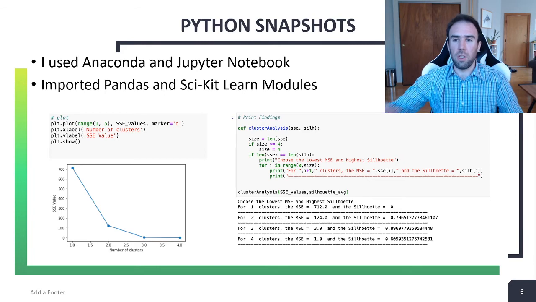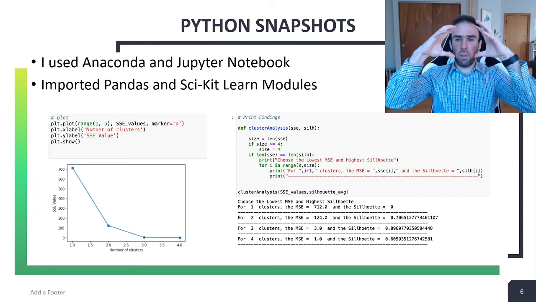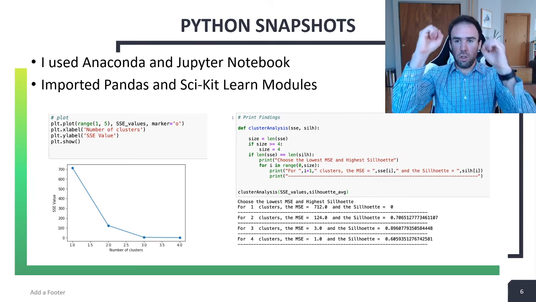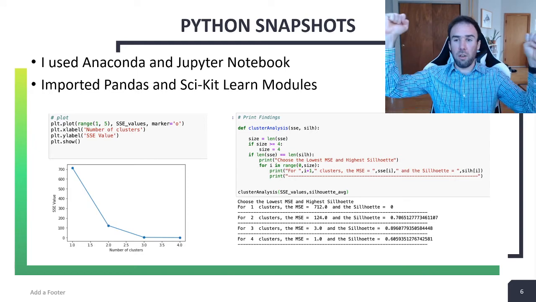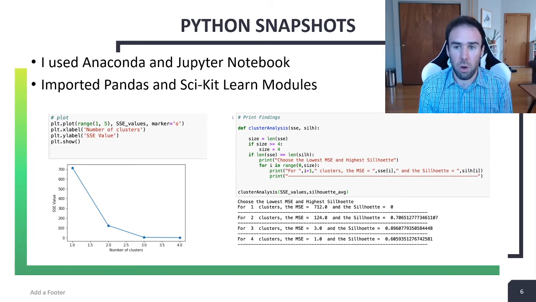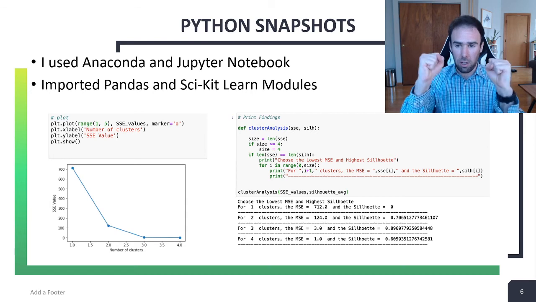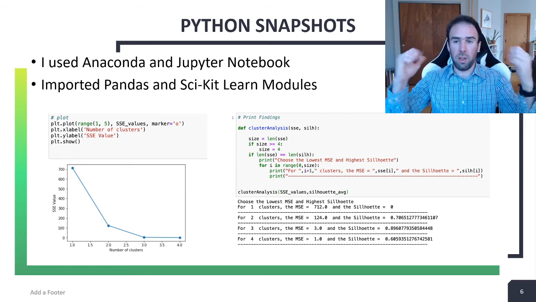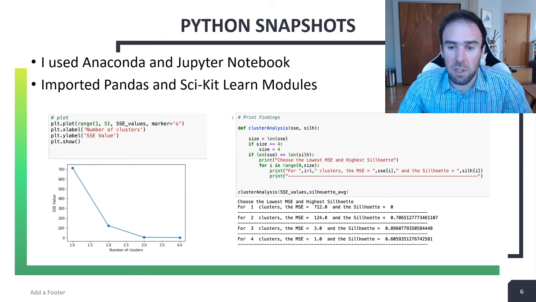So in other words, is it a tight cluster or is it like a really nebulous cluster? And if there are 2 clusters, are they close together or are they far apart? So it turns out what you really want is you want tight clusters and you want them to be far apart. And that measurement is called the silhouette.